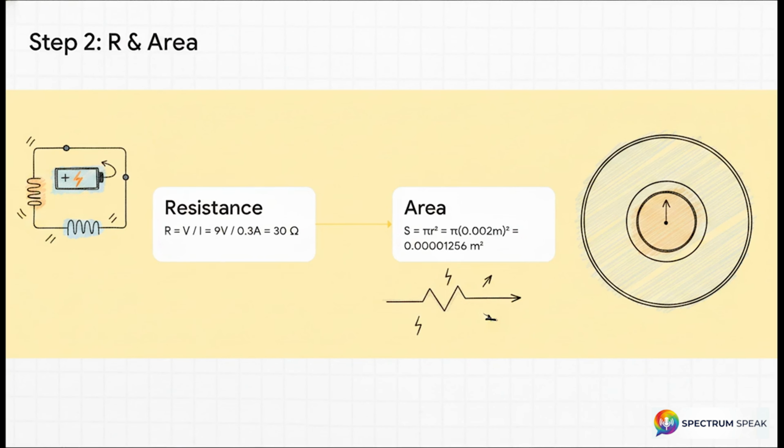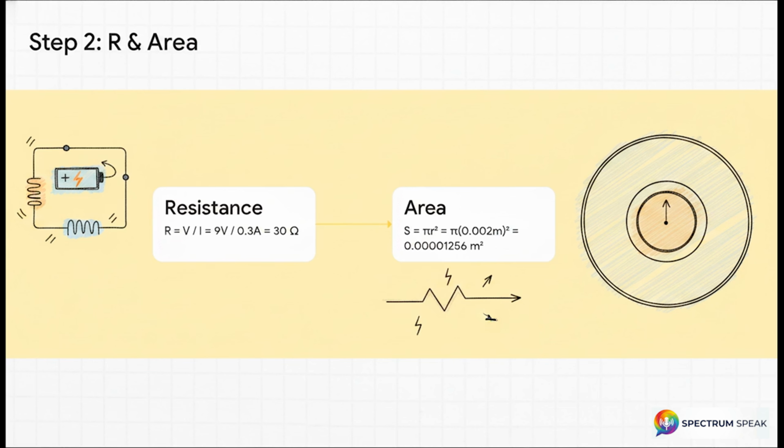Okay, next up, we need two more pieces of the puzzle before we can hunt down the conductivity. First, standard macroscopic Ohm's law easily gives us resistance. R equals V divided by I. So 9 volts divided by 0.3 amps is exactly 30 ohms. Easy enough, right? Second, we use basic geometry to find the cross-sectional area.